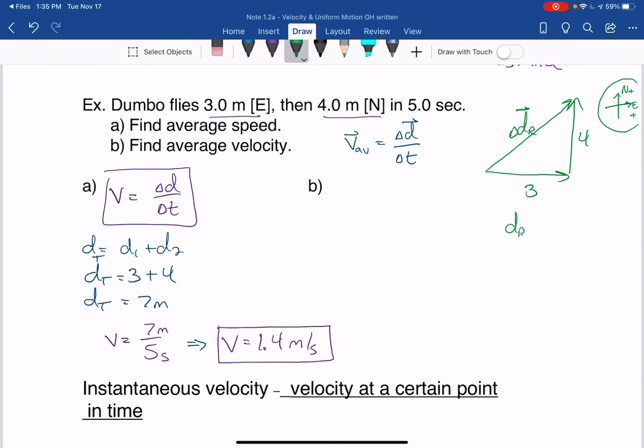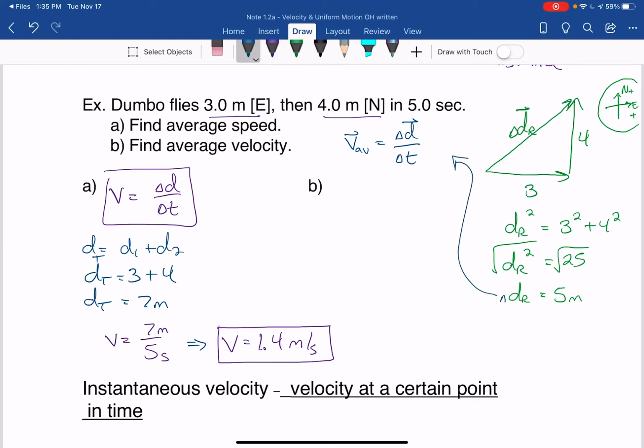I'm going to say this thing squared. I'm going to leave off the triangle and the arrow just to make this look a little bit simpler. It is 3 squared plus 4 squared. That is 25. If I square root both sides, I'm going to get dr is 5 meters. Now I can sub this in, so this is going to go up in there.